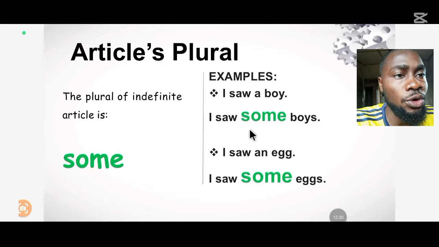"I saw some boys." The second example, "I saw an egg." The plural form should be "I saw some eggs." Which is correct.